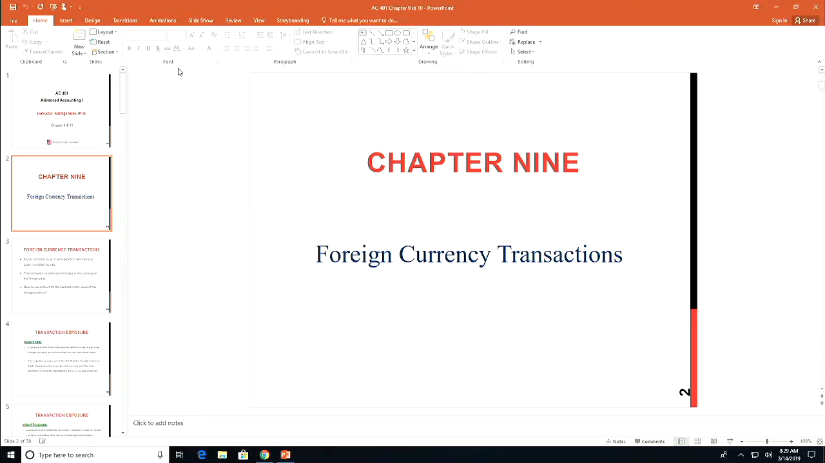On the other hand, in chapter 10, we're going to learn translation. Translation means what if you have a foreign subsidiary that is doing their financial statement using Mexican peso, but when you need to do the consolidated financial statement, you need to convert those peso financial statements into dollar before combining these two. That we're going to learn in chapter 10. But let's focus on this chapter.